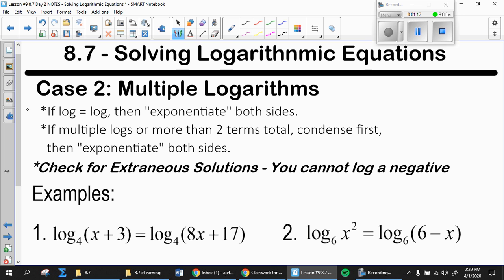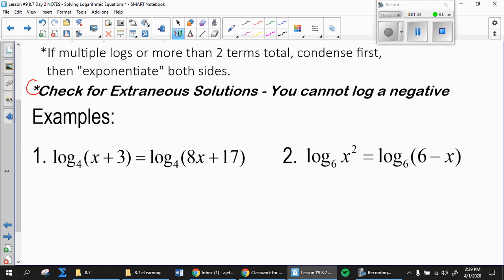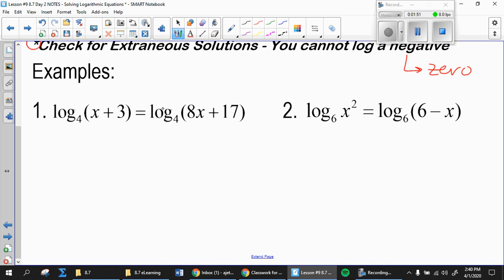So the first thing we're going to look at is this example here, where we have a log equal to another log. If that's the case, both logs for these problems are going to have the same base. If that's the case, we're simply going to exponentiate both sides. Now, don't forget this hint here. Make sure you check for extraneous solutions, because you cannot log a negative number. You also cannot log 0. So make sure that you don't get a negative or a 0 inside the log when you plug it back in.